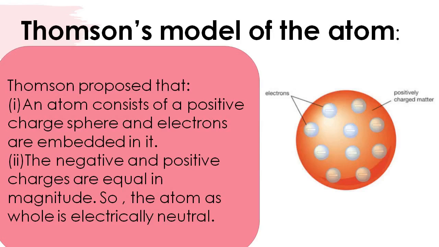Thomson model of the atom. Thomson proposed that an atom consists of a positively charged sphere and electrons are embedded in it. The negative and positive charges are equal in magnitude, so the atom as a whole is electrically neutral.